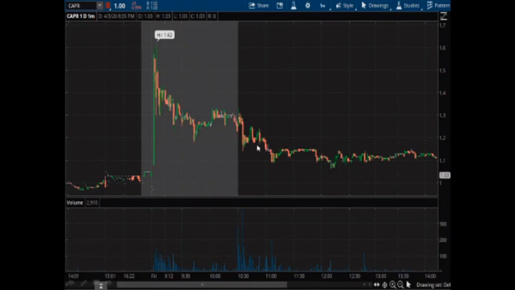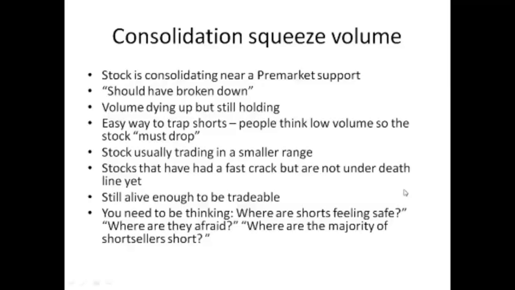I will get into the zombie volume that I look for later, but basically we get this stock that pops and just falls, and by the time we get down here, everyone who bought up here is now trapped. We're seeing that the price is reflected in the volume, volume reflected in the price, and we're just getting this fade. So this is probably what the video is going to be more focused on, the consolidation squeeze volume.